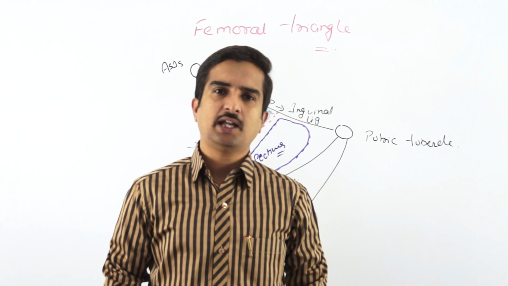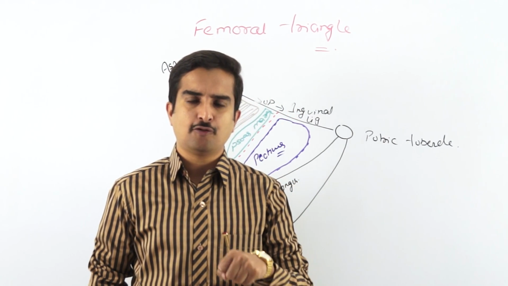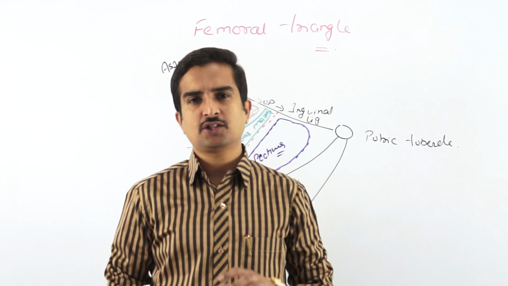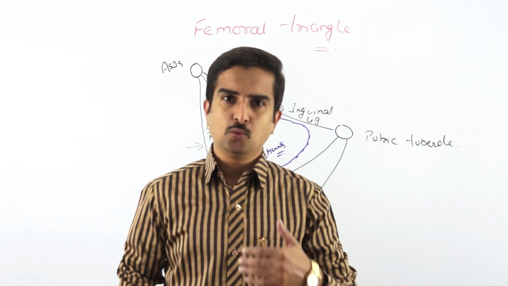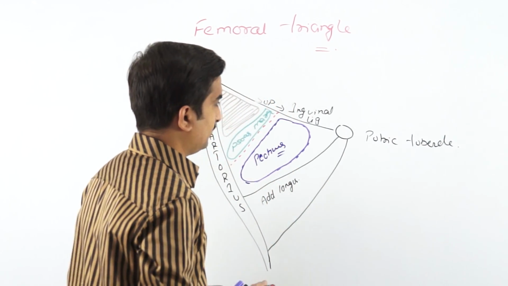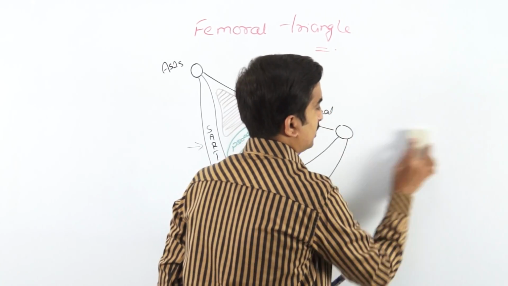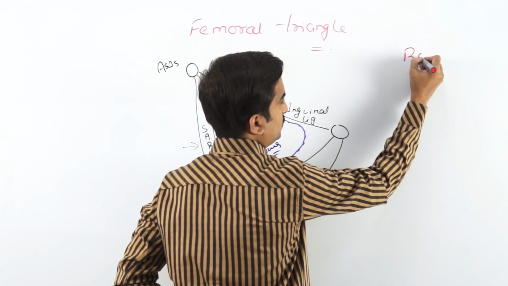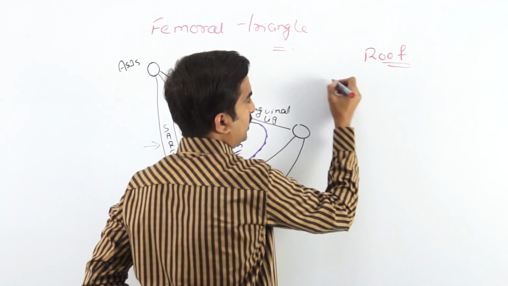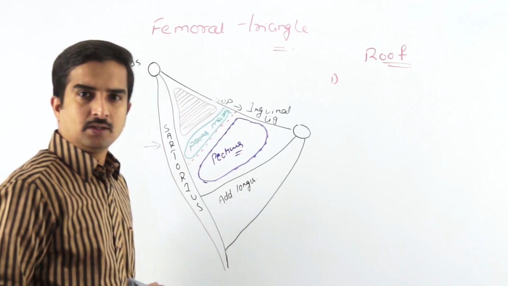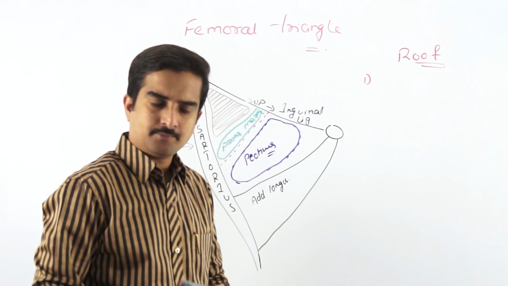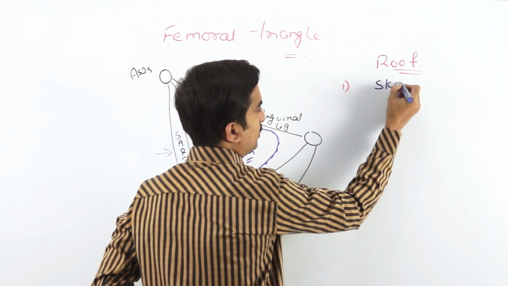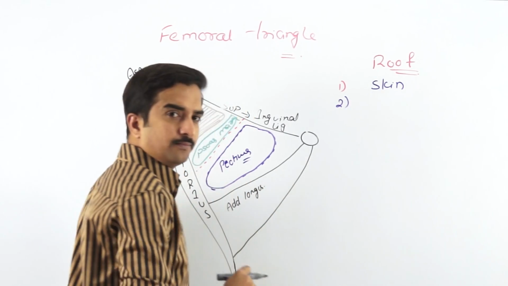So after studying what are the structures which are forming the floor of the triangle, now we shall discuss the structures which are forming the roof of the triangle. Okay, so here I will give the heading. Now here we are going to see what are the structures which are forming the roof of the femoral triangle. The roof is formed, first, by skin.